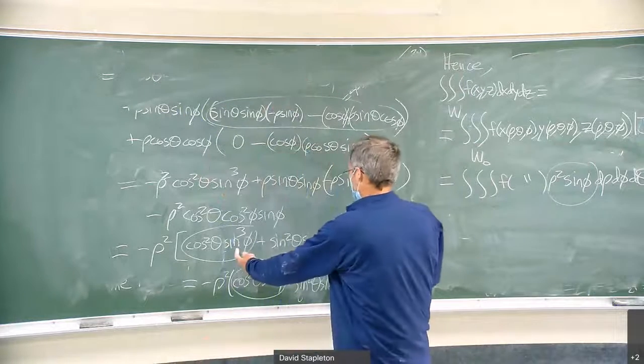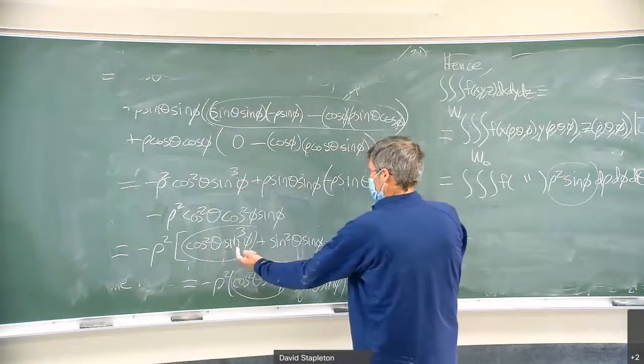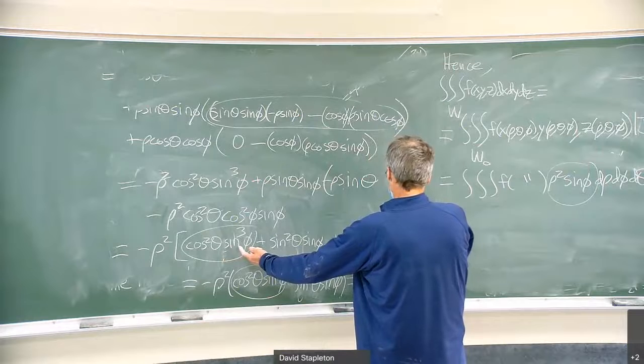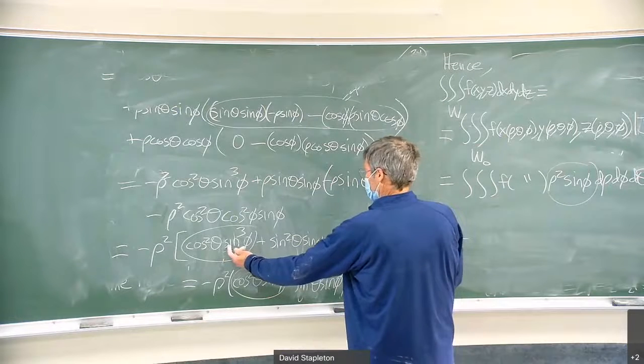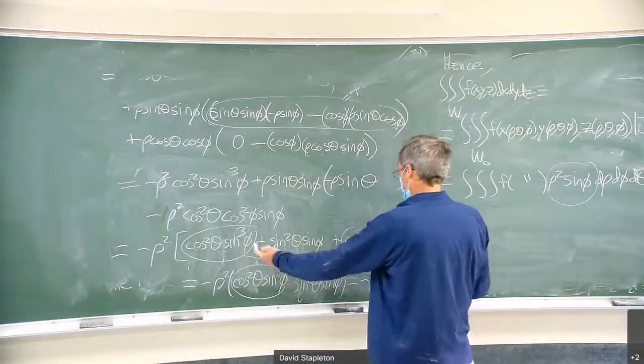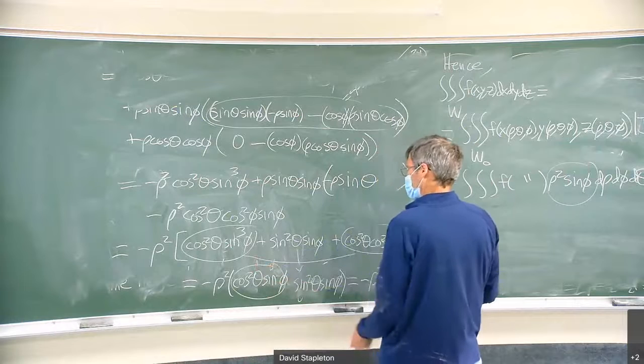This one's a little tricky. Did you see how I did that? Cosine squared, sine squared, and cosine squared. Cosine squared adds up to just cosine squared. Sine squared plus cosine squared is 1. Each one of these multiplies sine phi. So that comes out there.